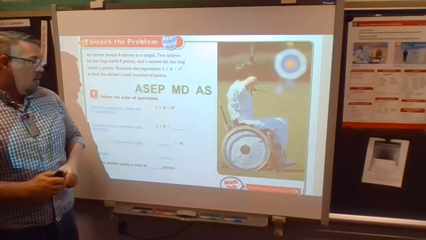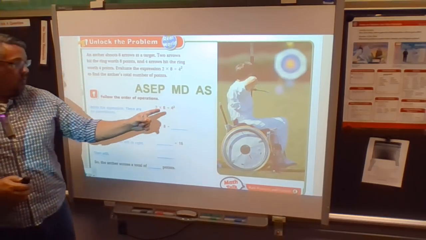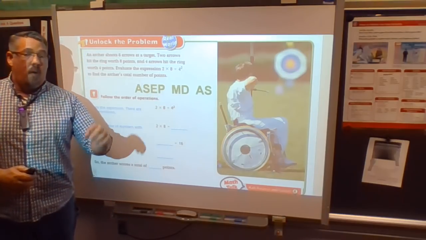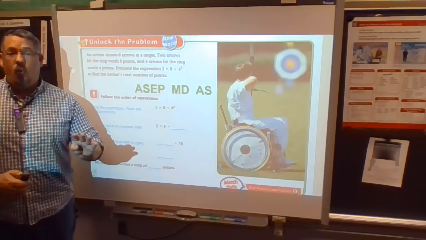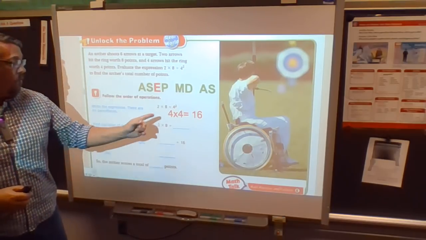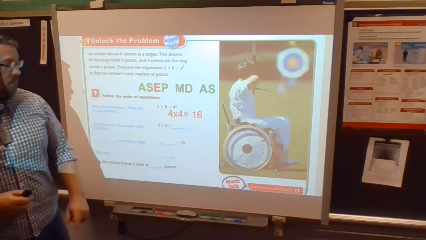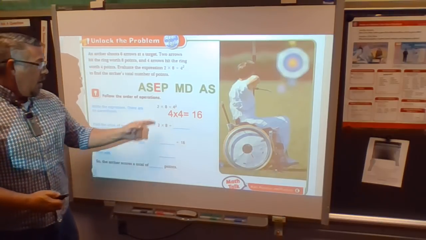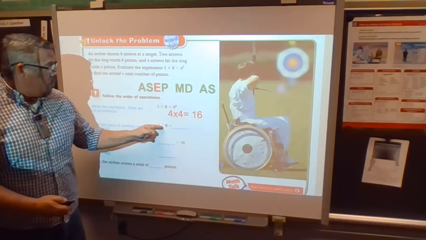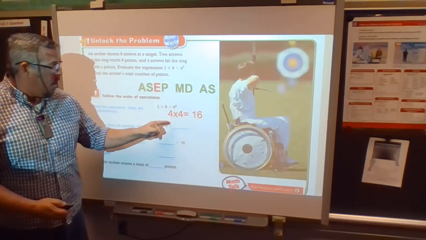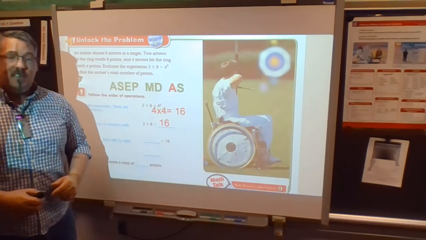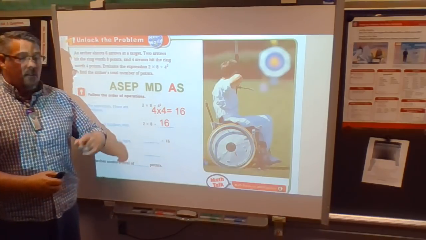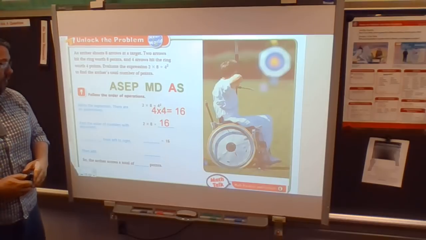Exponents, yes. So I have to start with my exponents, 4 squared. My base is 4, so that tells me I'm going to take 4 and multiply it by itself. 4 times 4 is 16. I'm going to plug it in and rewrite my math problem that I have left. I bring down my 2, my multiplication, my 8, my addition sign, then I plug in a 16. So I have 2 times 8 plus 16, because 4 times 4 is 16.